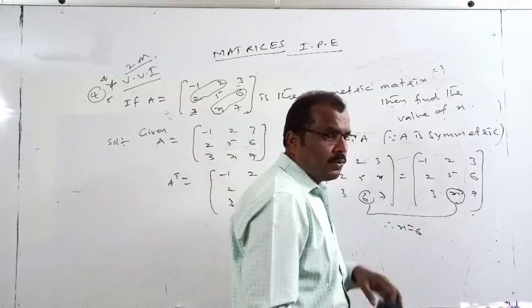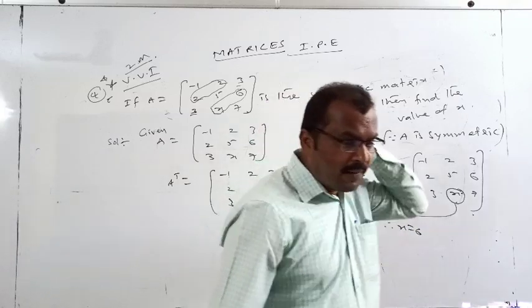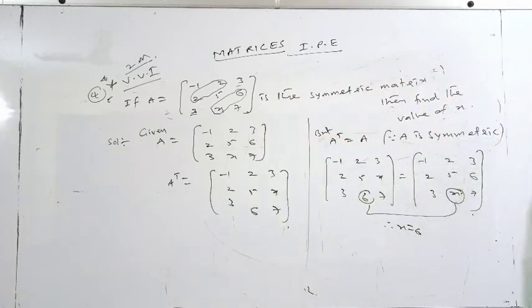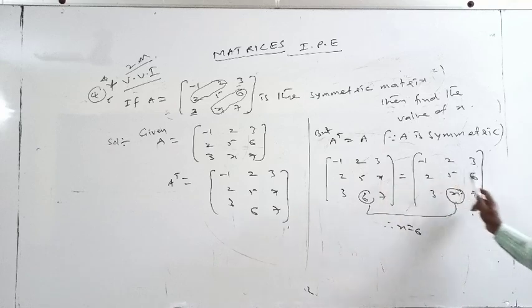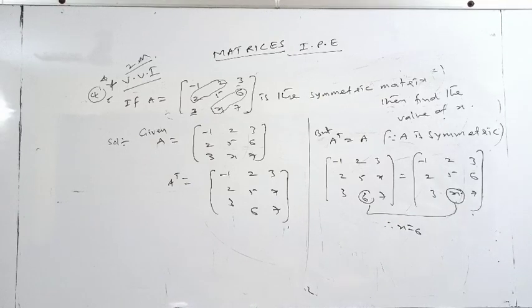When you are equating the two matrices, the meaning of equality of matrices is what? Two matrices are said to be equal if their orders are same and corresponding elements are also same. You can equate these two elements. x equal to 6. You may equate any element. So answer will be same. So write down. Don't do the direct method in the IP examination. You can do the next problem now. Next problem is also similar.